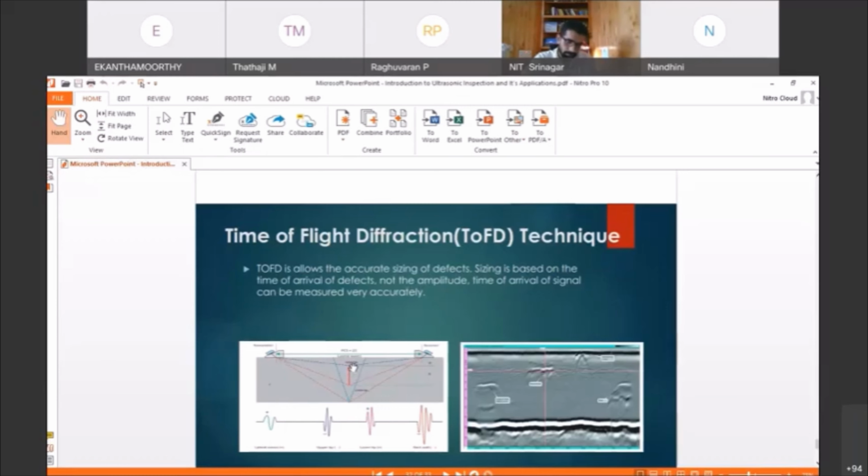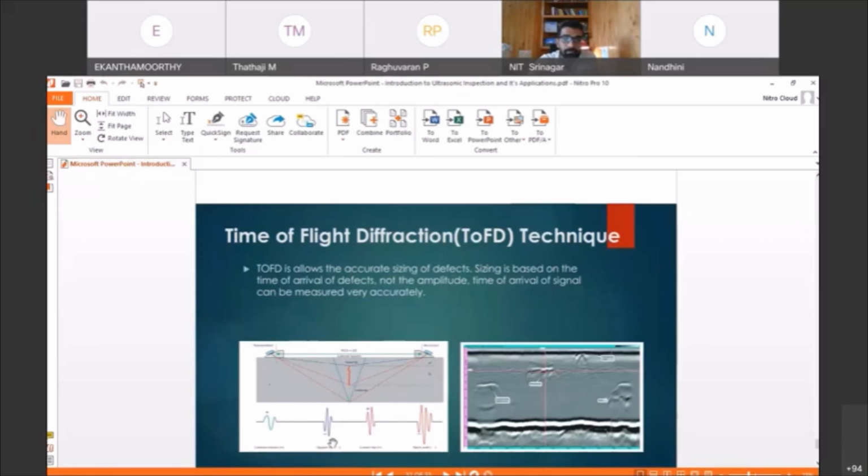So with tip diffraction, one diffraction will happen at the top tip and one at the bottom tip. Sizing is based on the time of arrival, not on the amplitude. Amplitude-based are PAUT and conventional. This is completely on diffraction only, tip diffraction, and it will give accurate sizing. So using both techniques, PAUT and TOFD, we can accurately detect and accurately size the defects. And this setup is generally used in oil and gas industries for inspection of pipes.